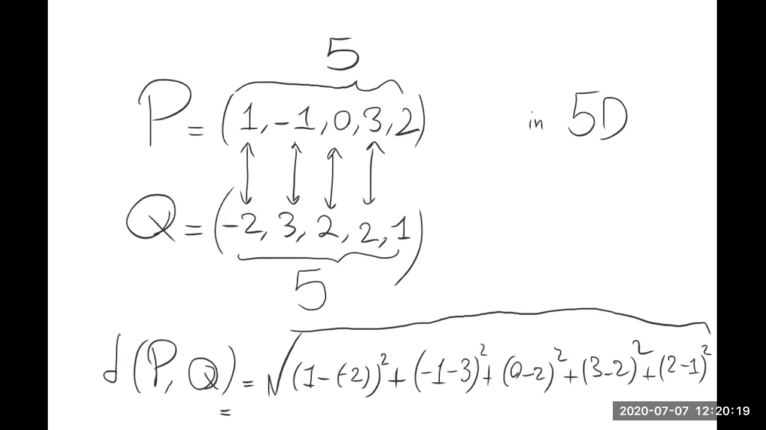1 minus minus 2 is 3. 3 squared is 9. Minus 1 minus 3, that is minus 4 squared, is 16. Plus 4 plus 1 plus 1. If we add all these numbers, we would get 1 plus 9 is 10, plus 4 is 14, plus 16 is 30, plus 1 is 31. It's the square root of 31.